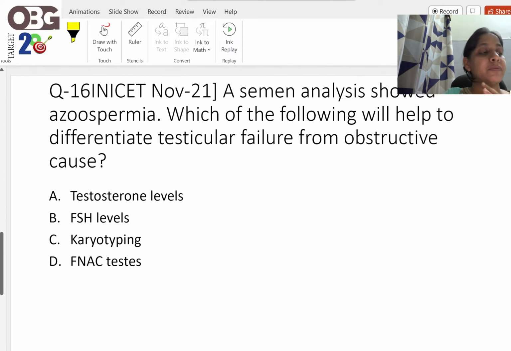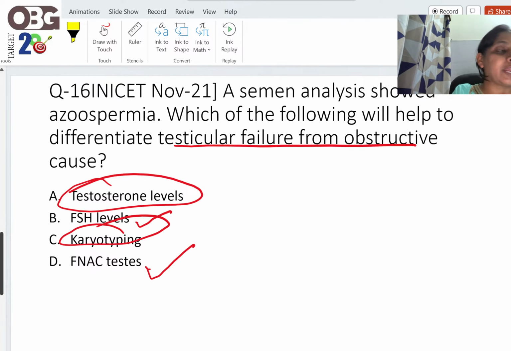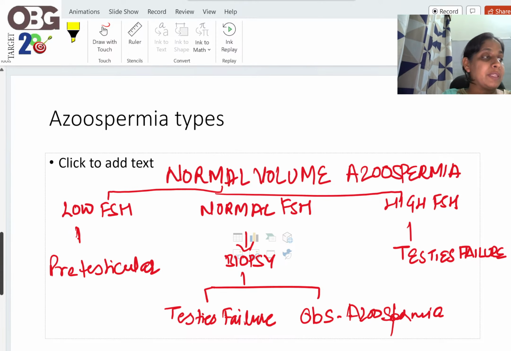So this was a question which has come in INI-CET November 21, and basically in this question we have to differentiate between testicular failure and obstructive azoospermia. So whether it is FSH or whether it is FNAC, the question was this, and why it is not testosterone, why it is not karyotyping. So let's see. These are the different types of azoospermias.